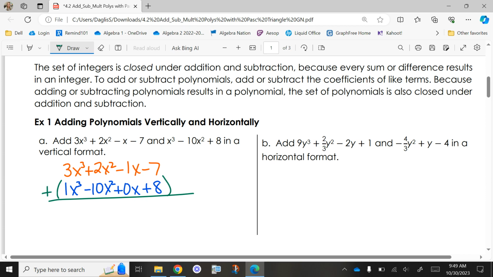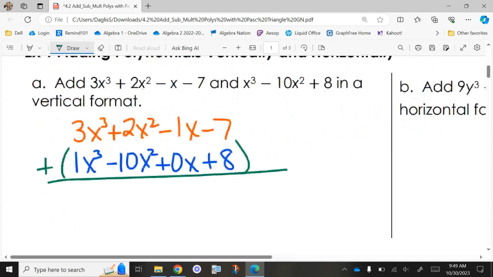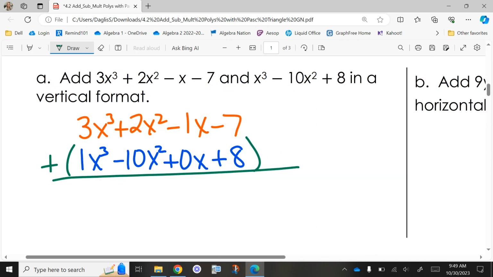And it wants me to add these together. So this should look a whole lot like elimination. Okay, same kind of format and style. We're just not trying to get rid of anything. We're just combining the two together.